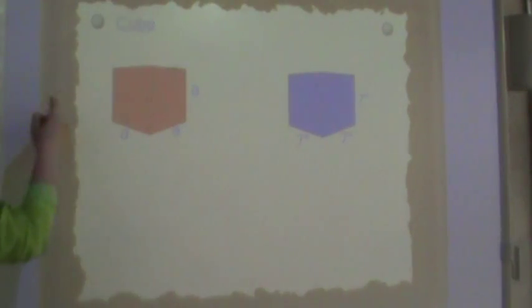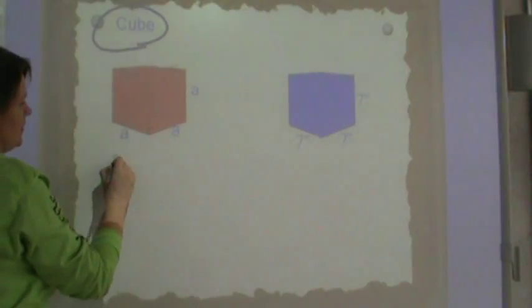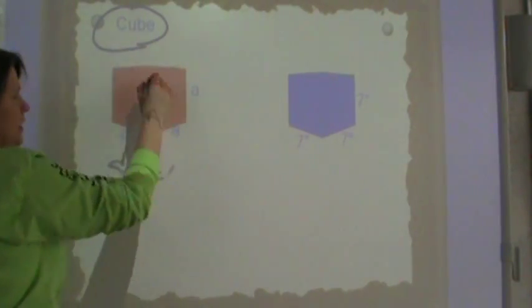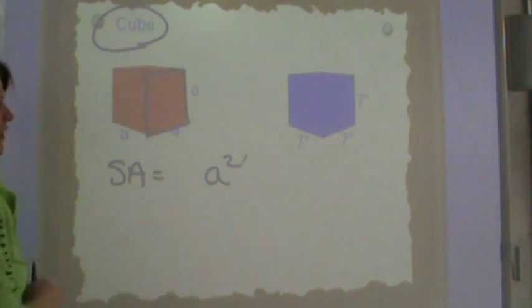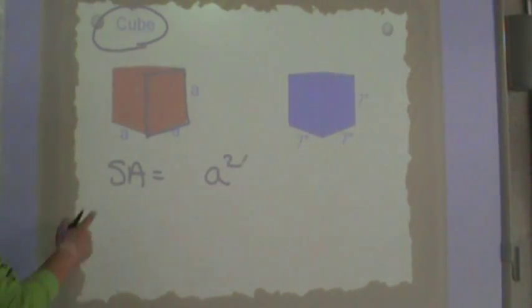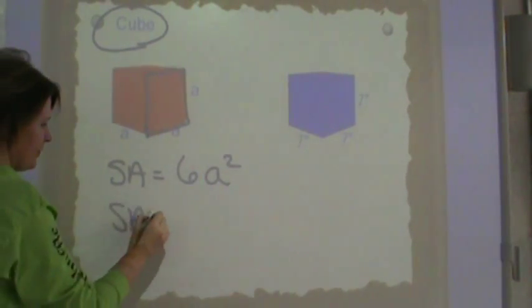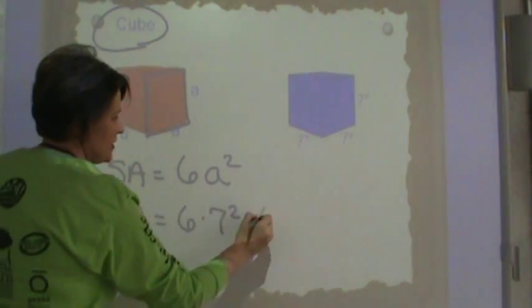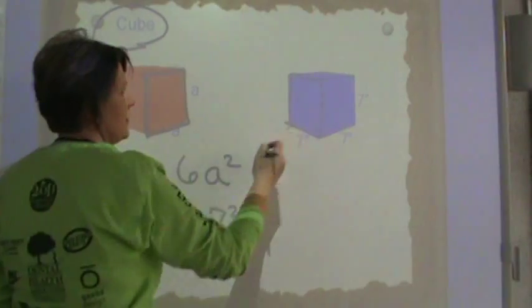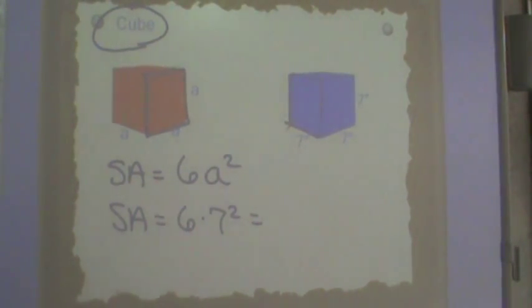All right, so the first one is our cube, and each side is a square, and the way I find the area of a square is a squared. And in a cube, all of them are the same. So in our sample, it'd be 6 times 7 squared. So I take 7 times itself, multiply by 6, and that would be the area of our cube.